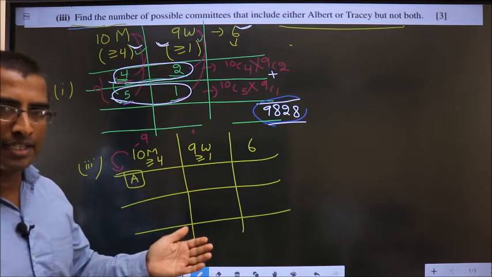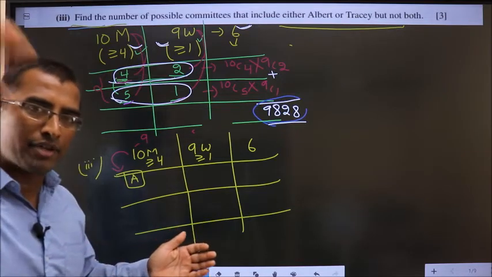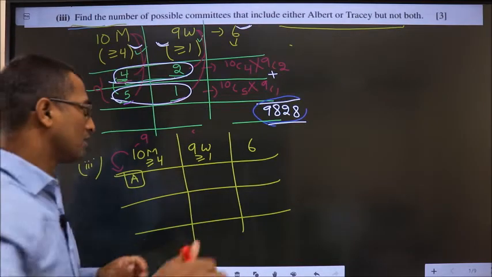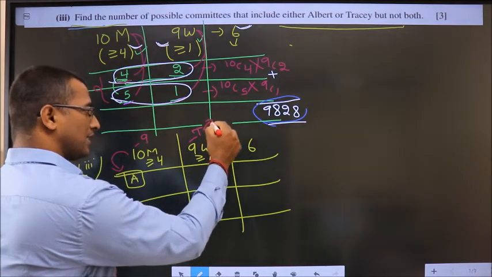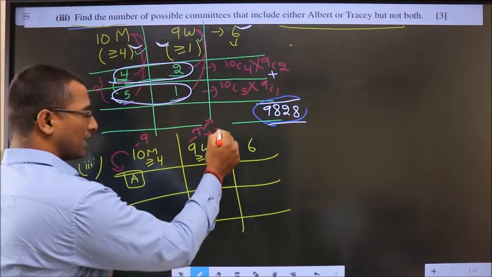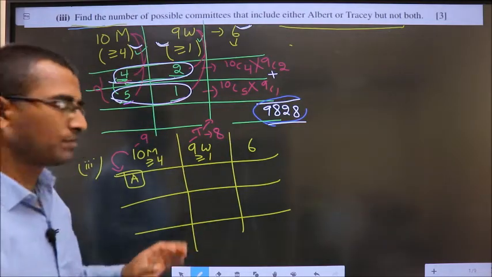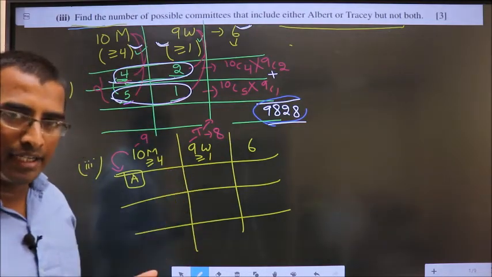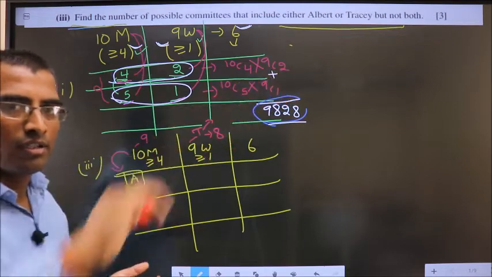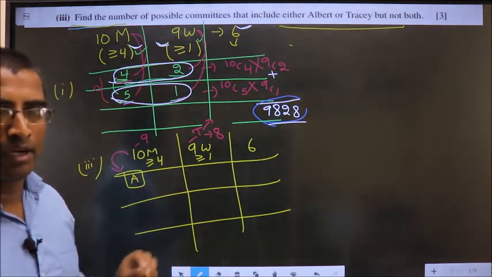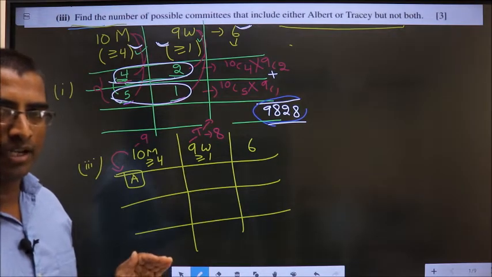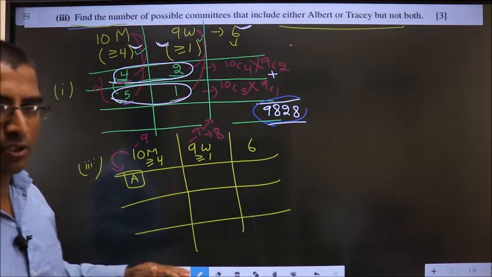When Albert is selected, Tracy should be kept away from the selection. So that will decrease the women count. When Tracy is away from the selection, now women count will be 8. Clear? Albert in, Tracy out. In general, both will decrease the men and women count. Clear so far? Now, let us see how many such options do I get.